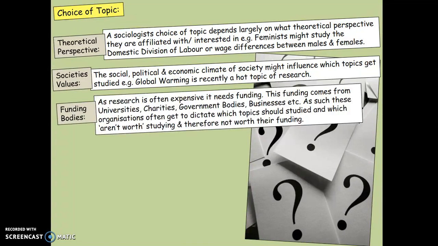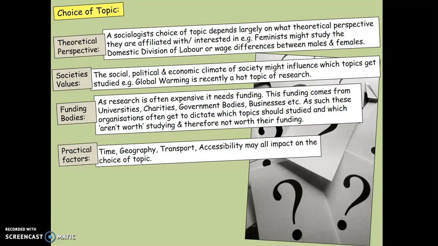Funding bodies. As research is often expensive, it needs funding. This funding comes from universities, charities, government bodies and businesses, etc. As such, these organisations often get to dictate which topics should be studied and which aren't worth studying, and therefore not worth their funding. Practical factors, time, geography, transport, accessibility may all impact on the choice of topic.